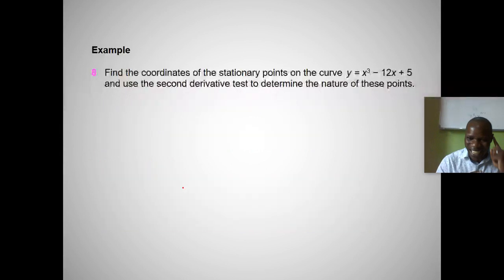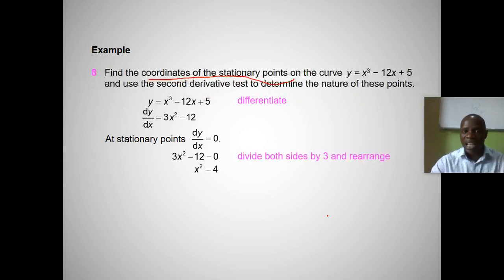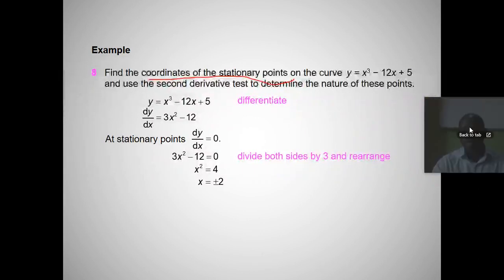Find the coordinates of the stationary points on this curve. So we're going to find the coordinates of the stationary points. So we're going to do dy dx equal to 0. First derivative equal to 0 will help us know the points themselves, like this. We differentiate, we get 3x squared minus 12. We equate 3x squared minus 12 to 0 and get the 2 points. Okay, x is plus or minus 2. X has two positions.